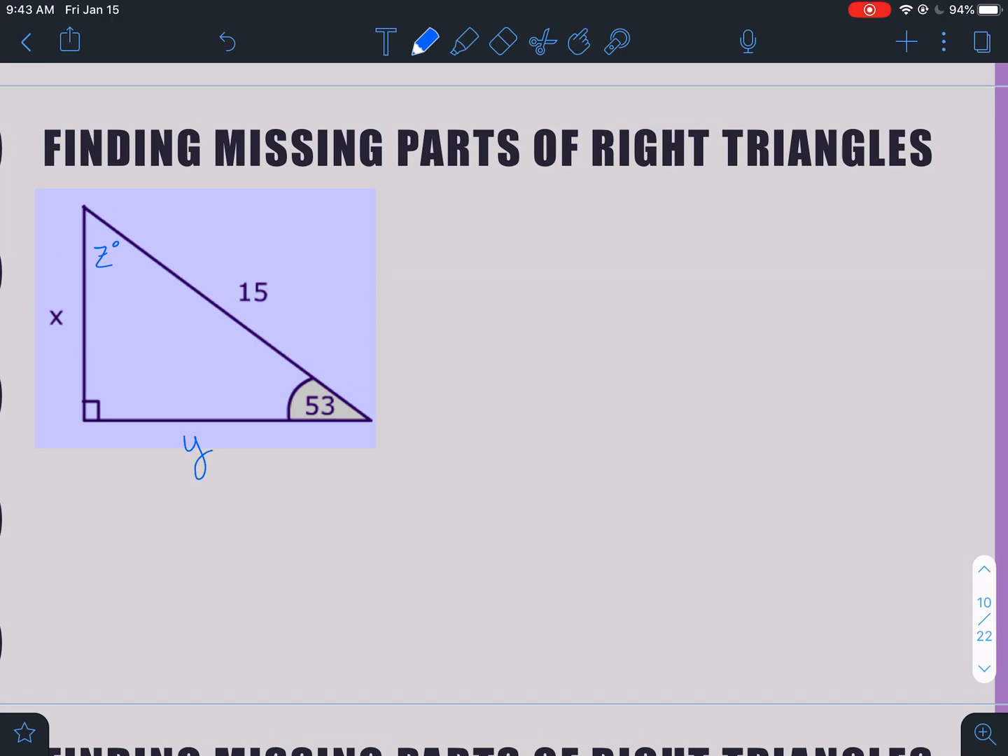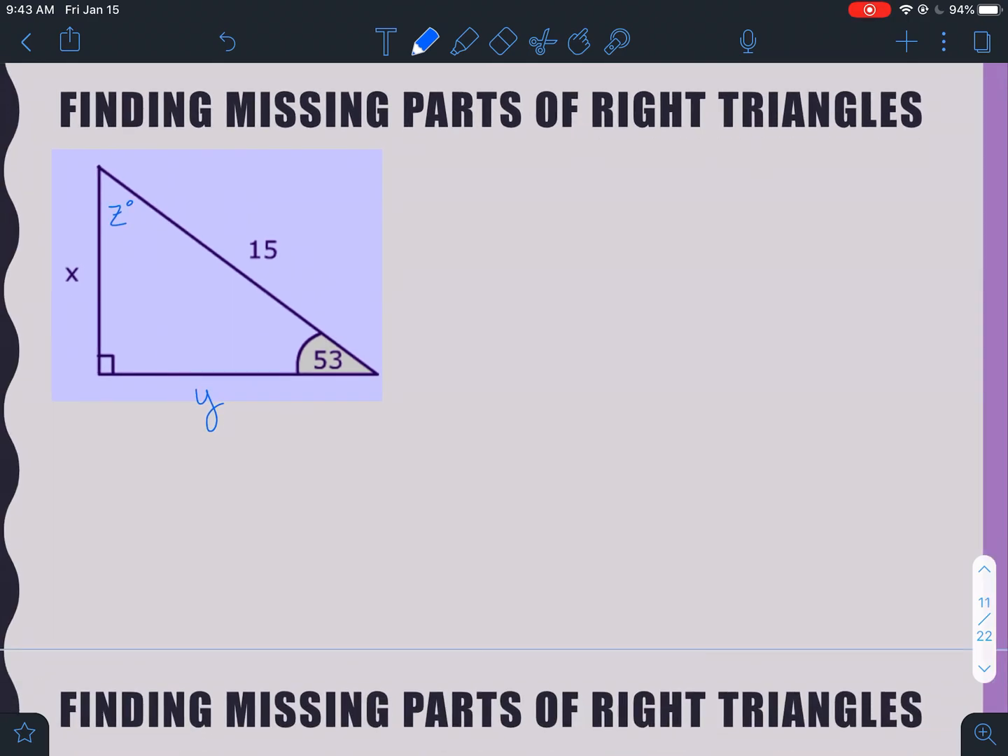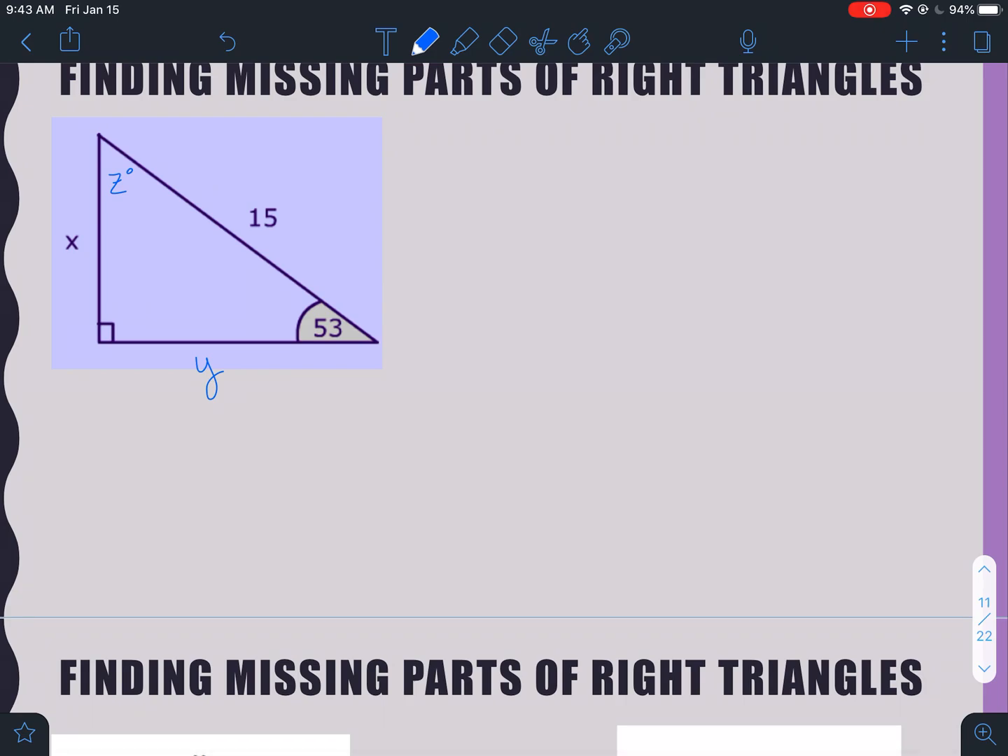Do you guys remember what the 3 angles of a triangle add up to? The triangle sum theorem? We talked about this earlier in the year. The 3 angles in a triangle have to add up to 180 degrees. So the 3 angles sum to 180 degrees. So we need to take z plus that right angle, so 90 degrees, plus 53 degrees should equal 180.